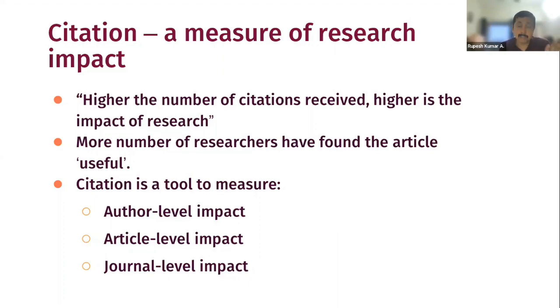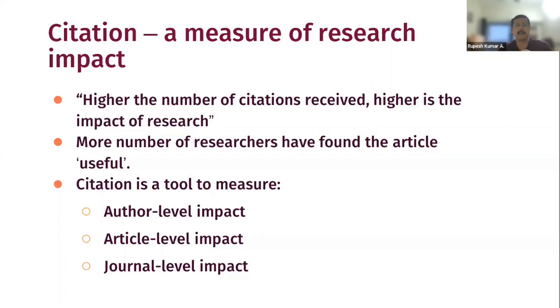Citation is also a tool to measure article level impact. Take article 1 and article 2, either of the same author or of different authors. You can comparatively evaluate based on the number of citations. And even journals, you can compare the impact of 2 or more journals by using the number of citations received as a basis.